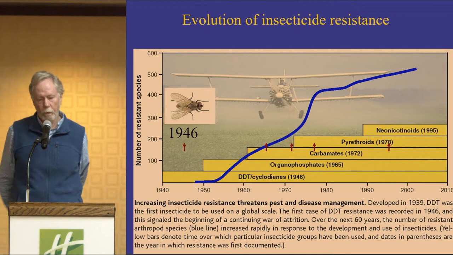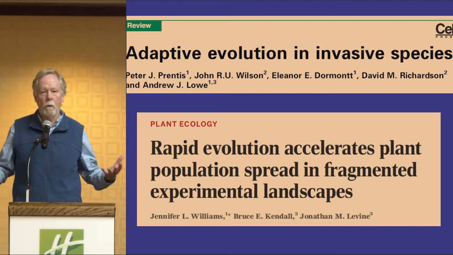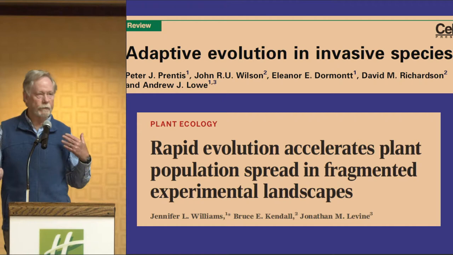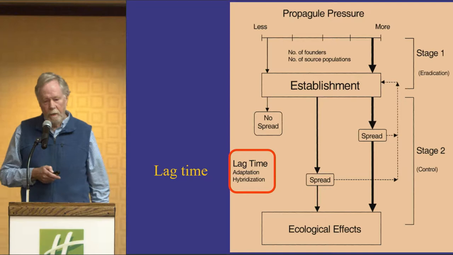And so this is one of those places where basic science and applied science come together. There's been a lot of really interesting work from a basic perspective on adaptive evolution and invasive species, and trying to understand how this adaptation could be important for spread of invasive species, and potentially how understanding it is important for control.